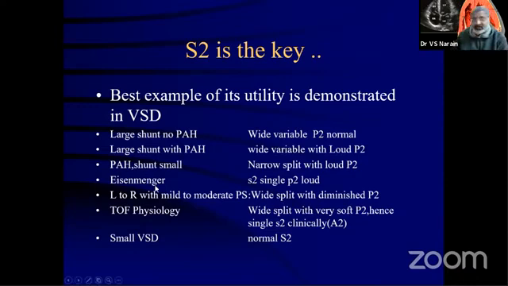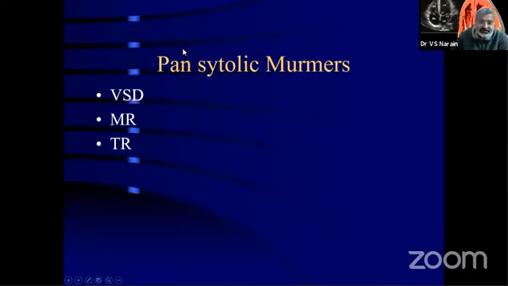Now, if you have an Eisenmenger situation, then the second heart sound will become single because A2 is now over P2. If the left to right shunt is there with PS, once again the splitting will be wide and the P2 here, instead of being loud, will become soft. If you're going towards tetralogy physiology, P2 will be so soft that S2 will become single. And of course, if the VSD is small, then you will have a normal S2. So S2 is the key to auscultation.